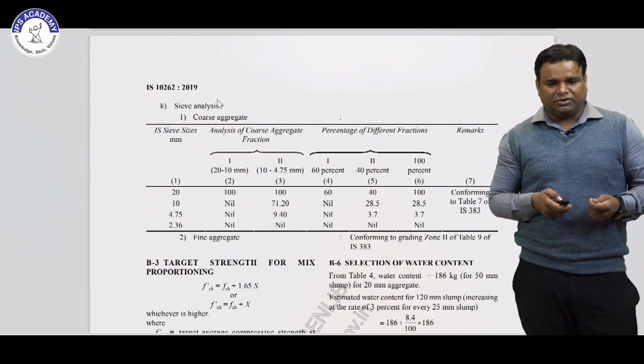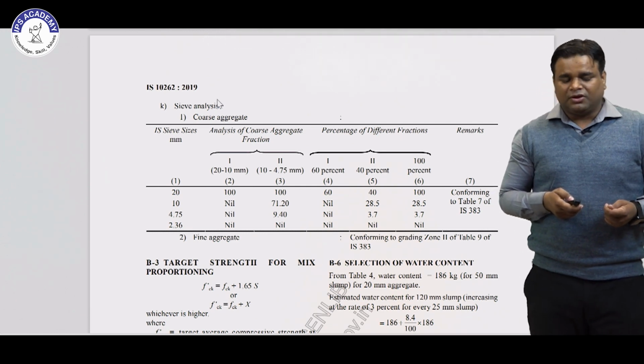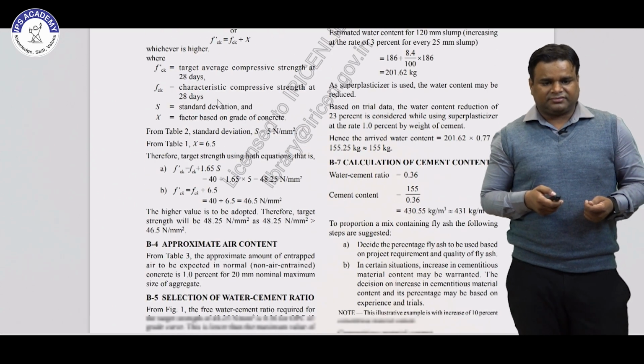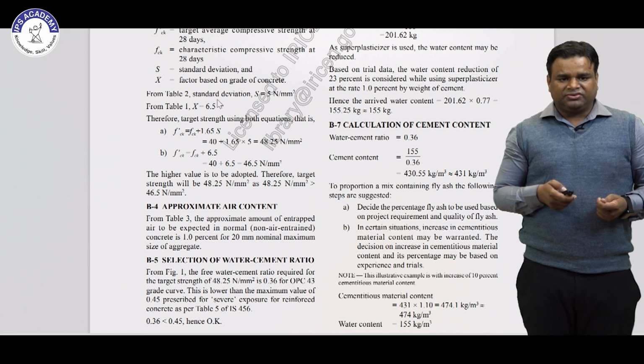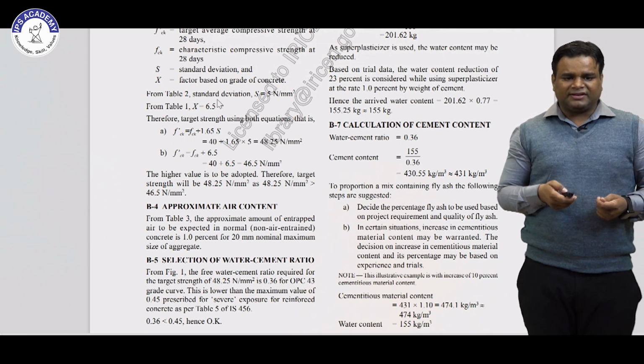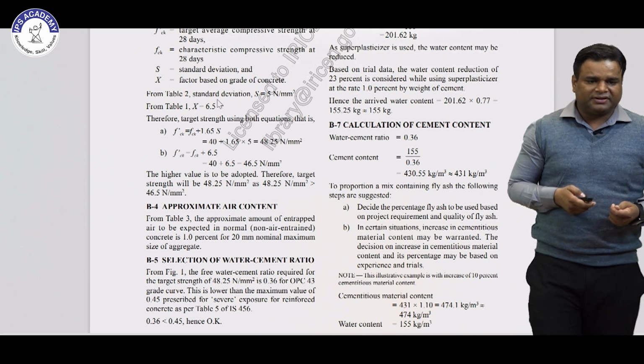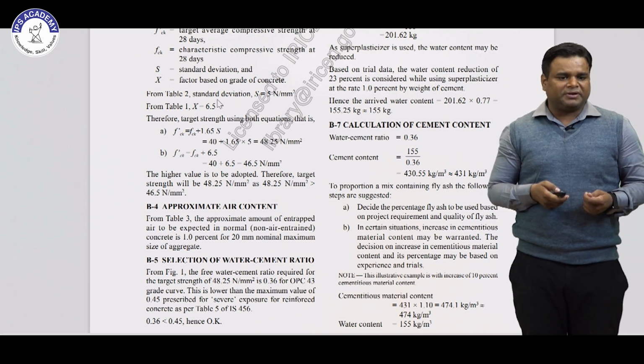Target strength of mix. This is the same relation, f'ck equals fck plus 1.65 x, or f'ck equals fck plus x, whichever is higher. So this is the first step. The second step is also the same: approximate air content 1% for 20 mm nominal size.